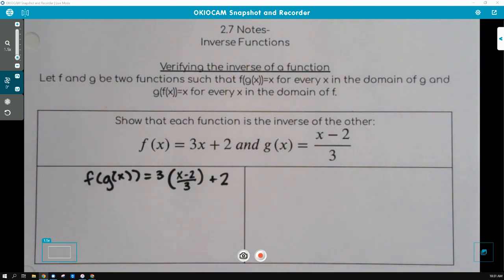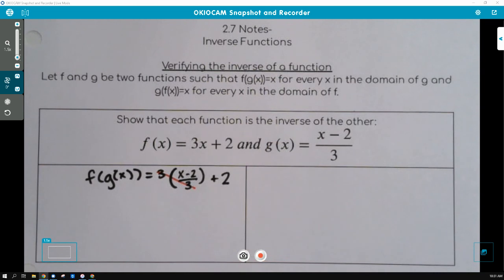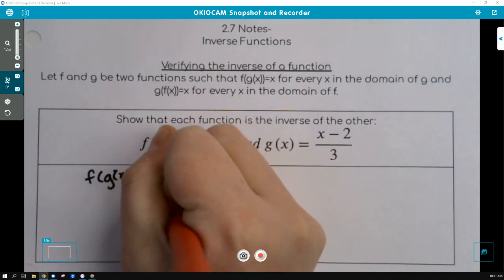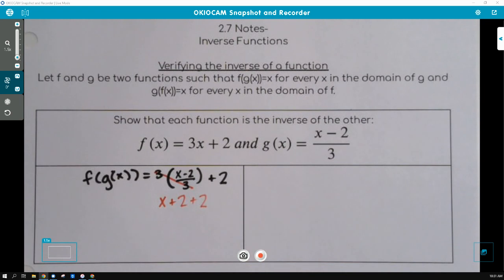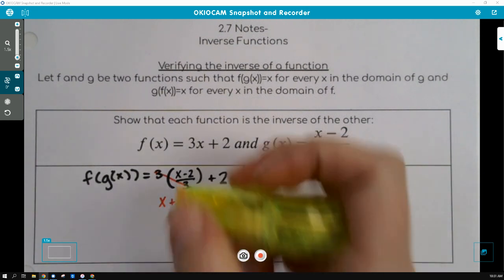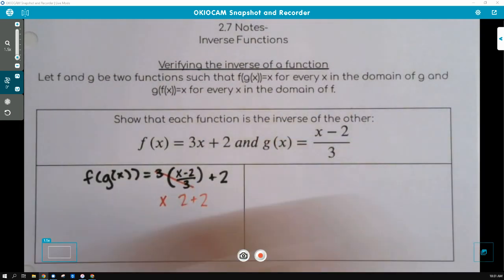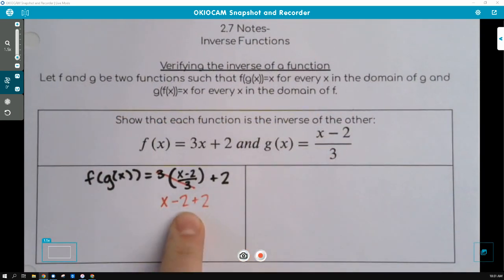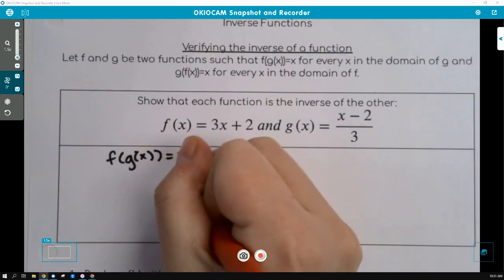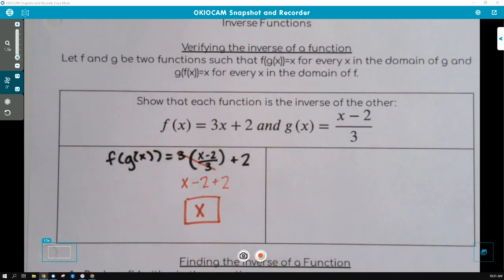Okay, then we need to simplify that out. The 3's cancel. So we just have x minus 2 plus 2. Oh, that should be x minus 2 plus 2. Sorry, I was focused on the pen not working. Negative 2 plus 2 is 0, so this is just x. So we have verified it one direction, that f of g of x equals x.